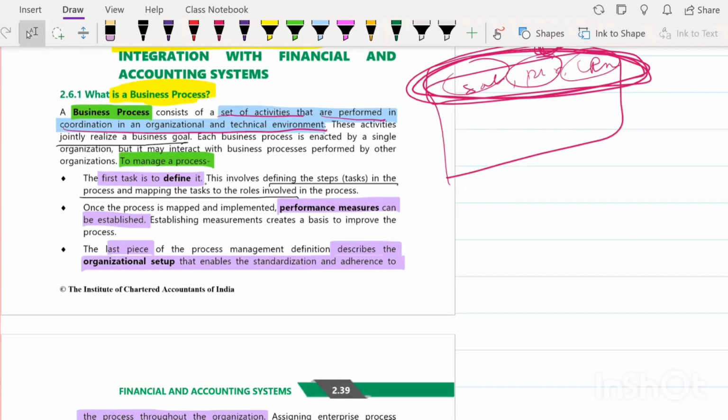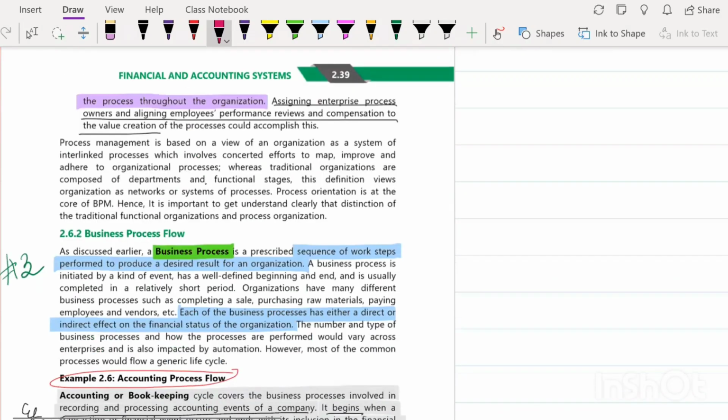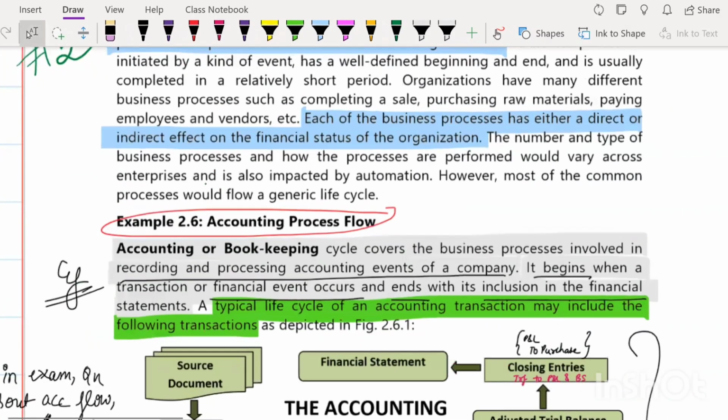So how do you manage a business process? First, whatever the task is, you have to define it. Then, once the task is defined, you have to see how you are going to implement it. The performance you have to measure. And in the end, you have to put the organizational setup in place, where you will see whether the process that is happening is in line with the standards or not. So this is a simple question. You can go and give it a read later.